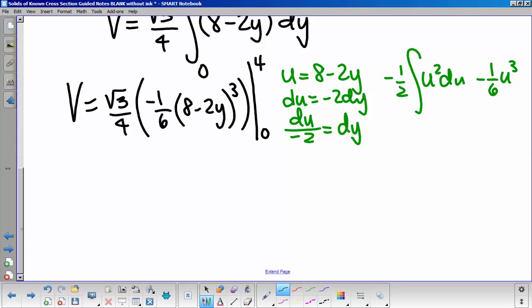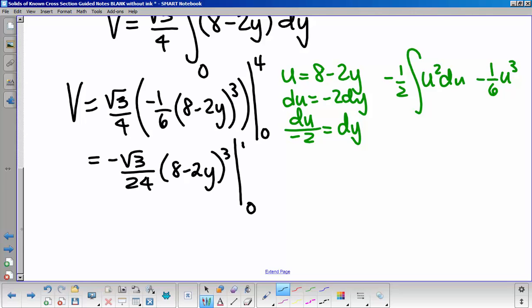This is kind of my integration aside. I'm integrating it over here, and then I'm bringing back the antiderivative over here. It's kind of how I work. I'm going to simplify it one step here and get negative root 3 over 24 times 8 minus 2y quantity cubed, evaluated between 0 and 4.